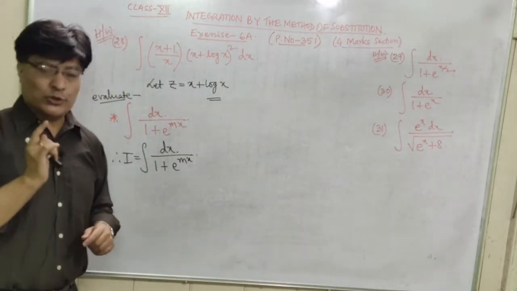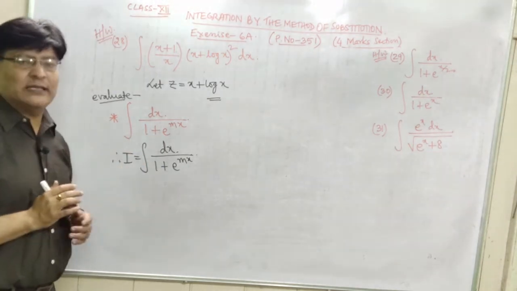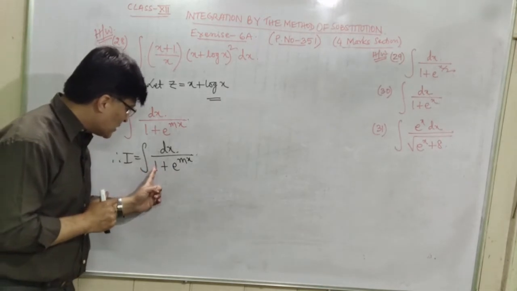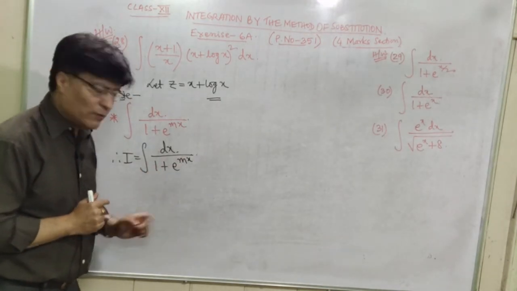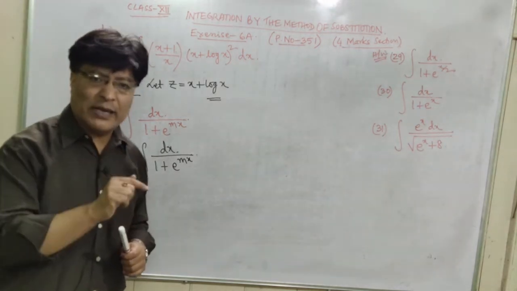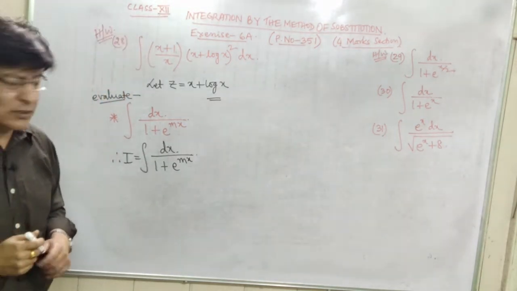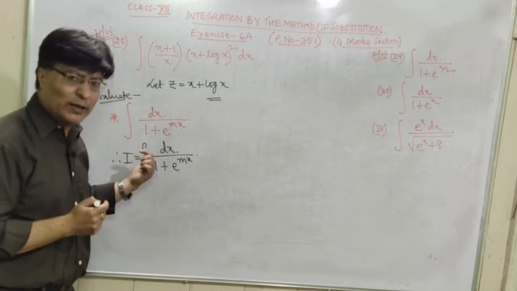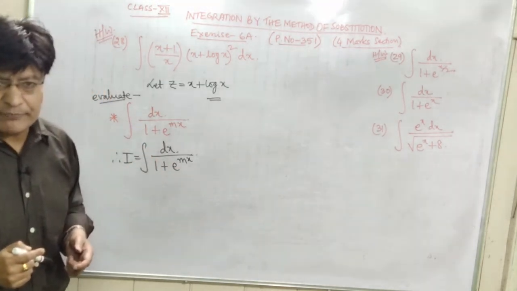Is that clear? So there is a different method for integrating this particular integral. Now what is the differentiation of 1 plus e to the power mx? For 1 it is 0, for e to the power mx it will be e to the power mx into m. Here m is constant. But what is there in the numerator? There is only 1. Before dx there is only 1, but it is not e to the power mx.